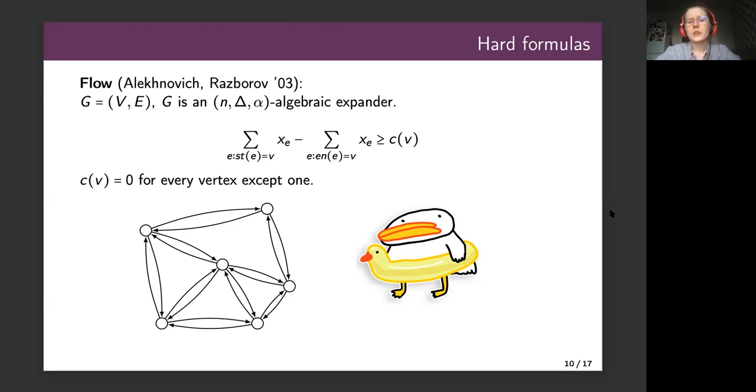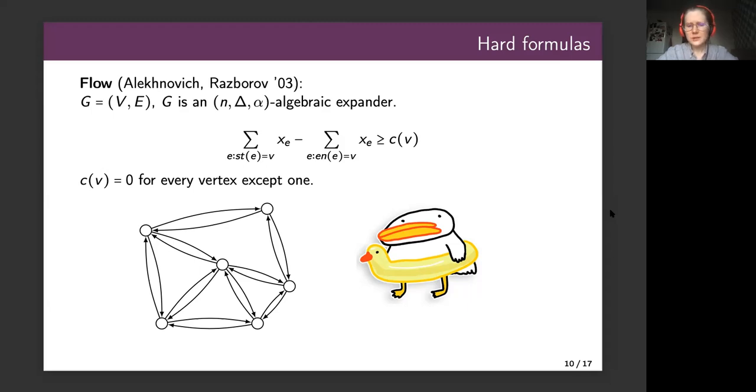So, for each vertex, we write this statement in CNF. The sum of all edges that carry flow out of the vertex minus the sum of all edges that carry flow into the vertex is at least the label of the vertex. What does this mean? It means that in our graph there is a source of the flow, but there are no sinks. This is impossible, so our formula is unsatisfiable, which is good. We really want a formula to be unsatisfiable.